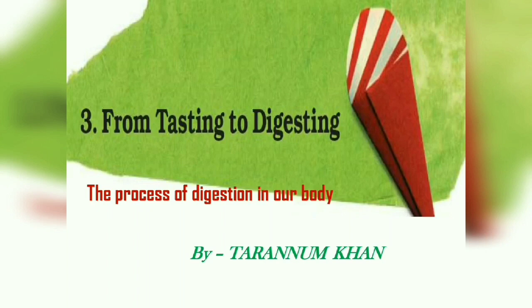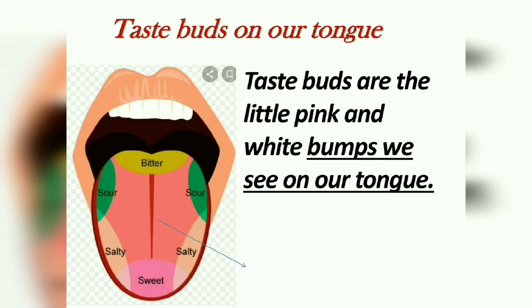Tongue is used for tasting things. But the entire tongue cannot taste all the things. There are specific regions. There are fixed regions for each taste on our tongue. These are called taste buds. Taste buds are the little pink and white bumps we see on our tongue. If you take out your tongue and look in a mirror, you will see there are small white and pink structures. These are called taste buds.